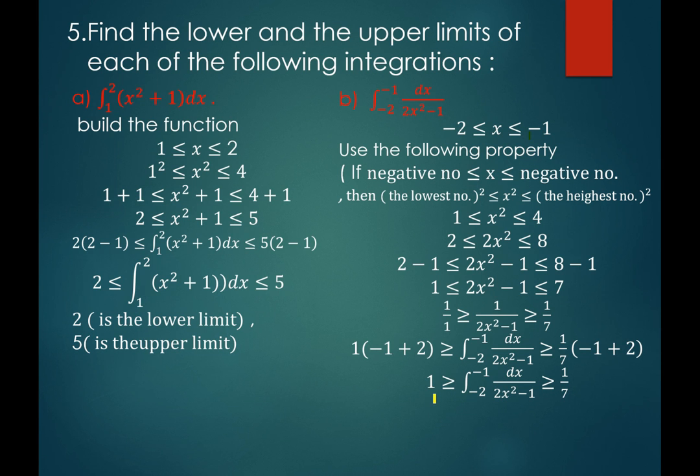Now we finish building the function and we can find the lower term and the upper term. The upper is 1, of course, makes sense. And 1 over 7 is the lower. So that makes sense when you are choosing them. The lower is 1 over 7 and the upper is 1.